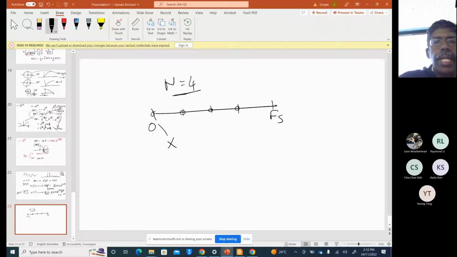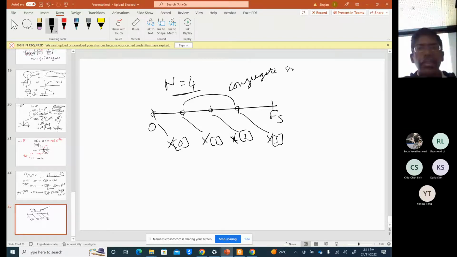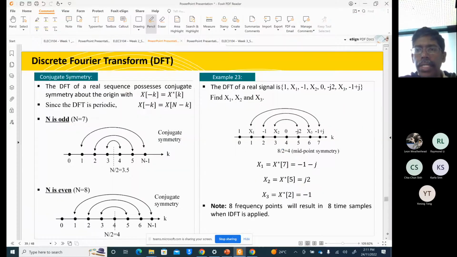Okay, so this one will be X0, X1, and this will be X2. This will be capital X3. Okay, and these are conjugate symmetry. So these are conjugates, and this will be the DC value. Okay, so that is about the discrete Fourier transform.